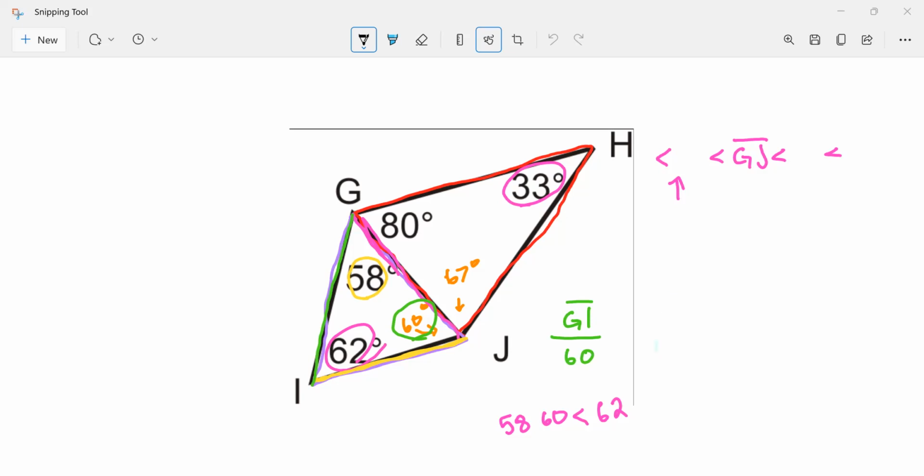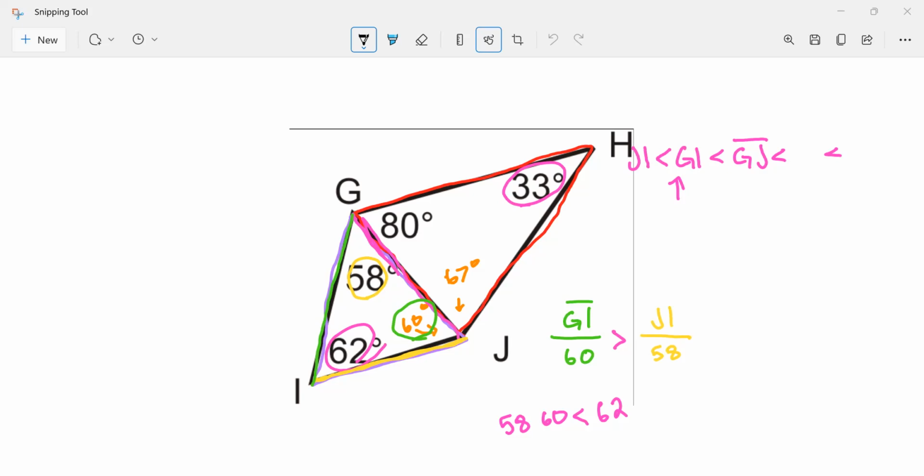Actually, let me write this in yellow so we can see what we're talking about. So that's going to be JI over 58. And we're going to compare it. So we know that 60 is greater than 58. So we know that JI is going to be the least. And then GI is going to come after that. And now we're going to do the same with the other side.